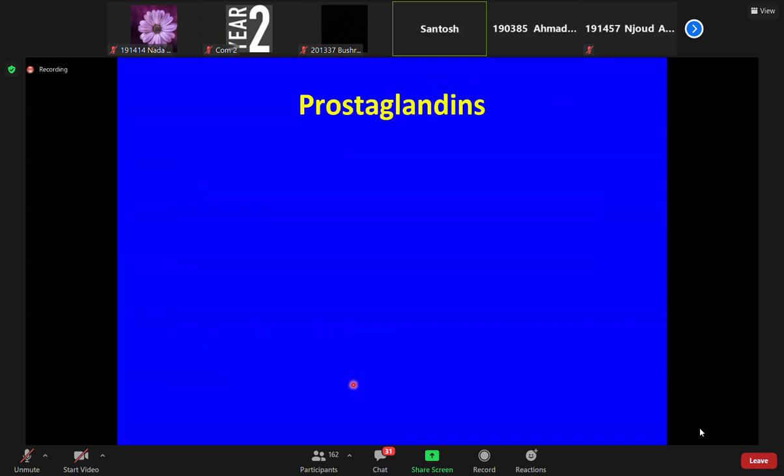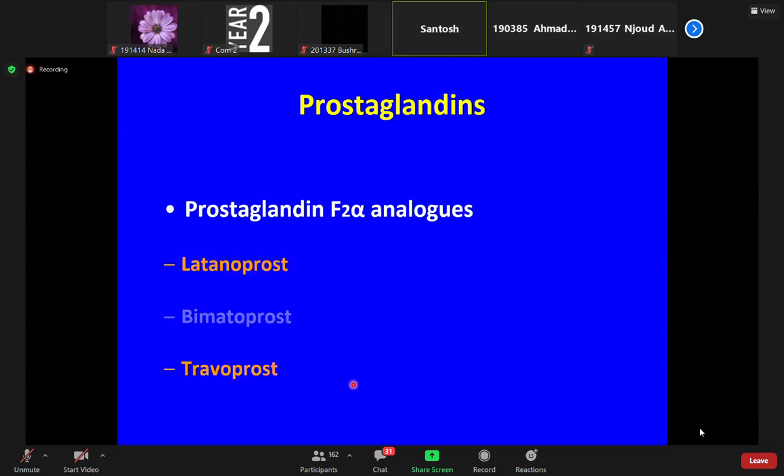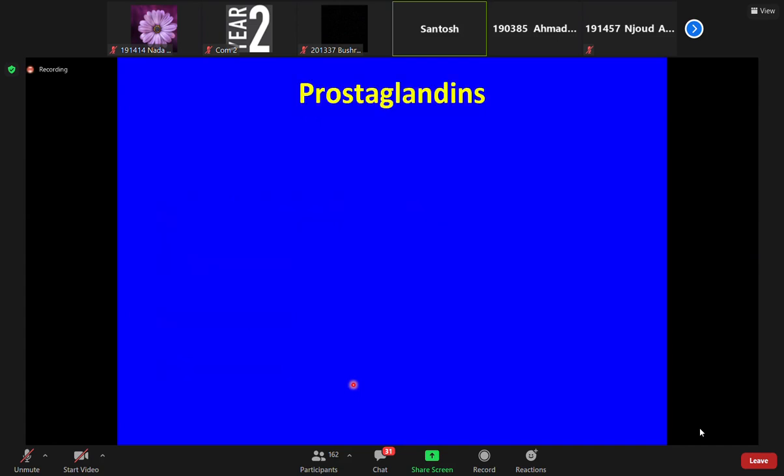Now let's talk about another class of drugs, prostaglandins, which again increase the drainage of the aqueous humor. Prostaglandins, these are F2 alpha analogs, which are latanoprost, bimatoprost, travoprost. Latanoprost is the prototype drug, very commonly used. Similarly, travoprost is also very commonly used. You might forget about bimatoprost. And these are very unique and beneficial. How do they work?